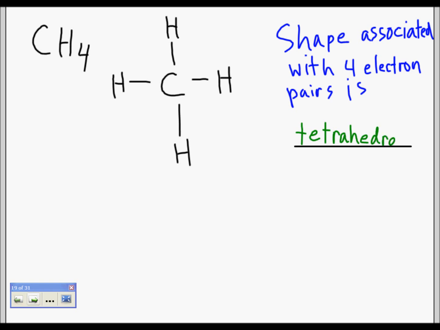And the way to draw that is with 2 solids at an angle, a wedge, which represents the bond coming towards you, and a dashed or dotted line to represent the bond going away from you. And that's how you would draw that. So that's CH4.